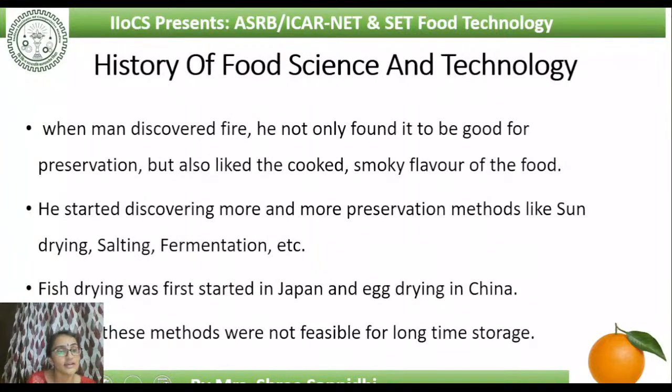Then he started discovering more and more preservation methods like sun drying, salting, fermentation, etc. Some examples of ancient methods are that fish drying was first started in Japan, and egg drying was first started in China.